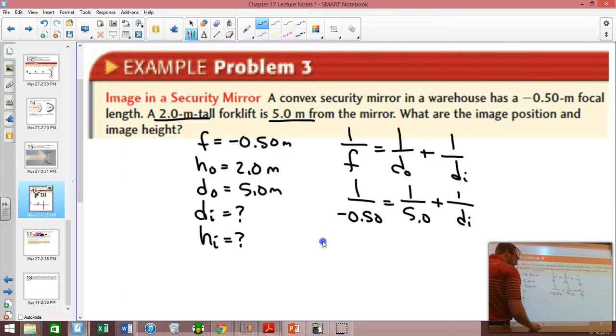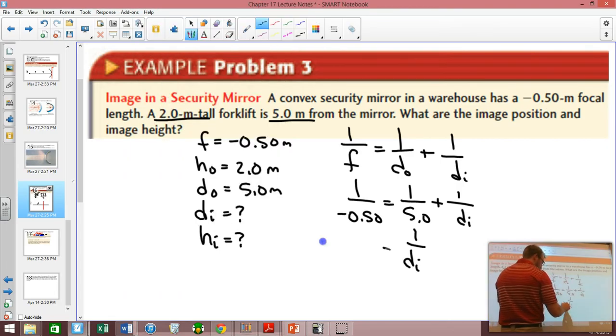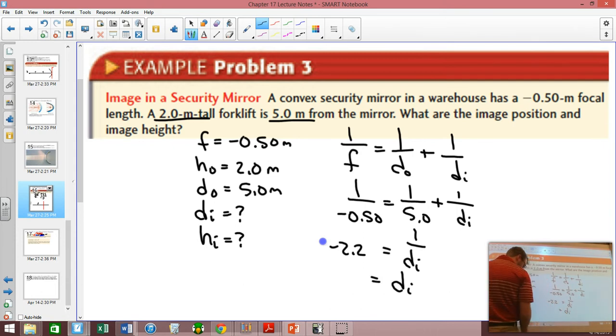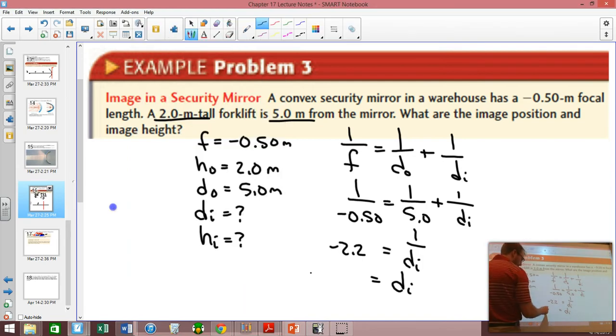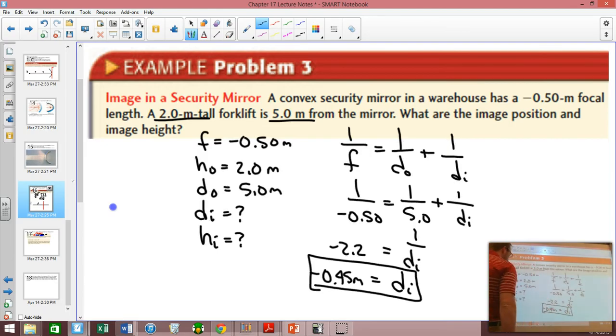Now you've got to be careful. 1 over di equals negative 2.2, so di is going to equal 1 over that answer. You take 1 divided by that, and you end up with negative 0.45 repeating. So the distance to my image is negative 0.45 meters. Since the distance to the image is negative, it's virtual. It's not a real image.